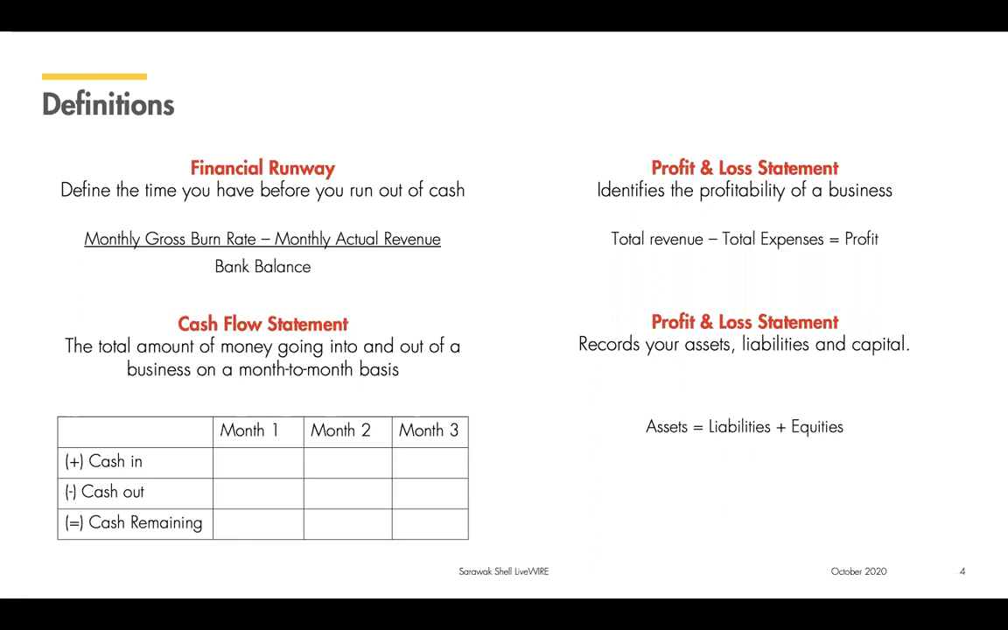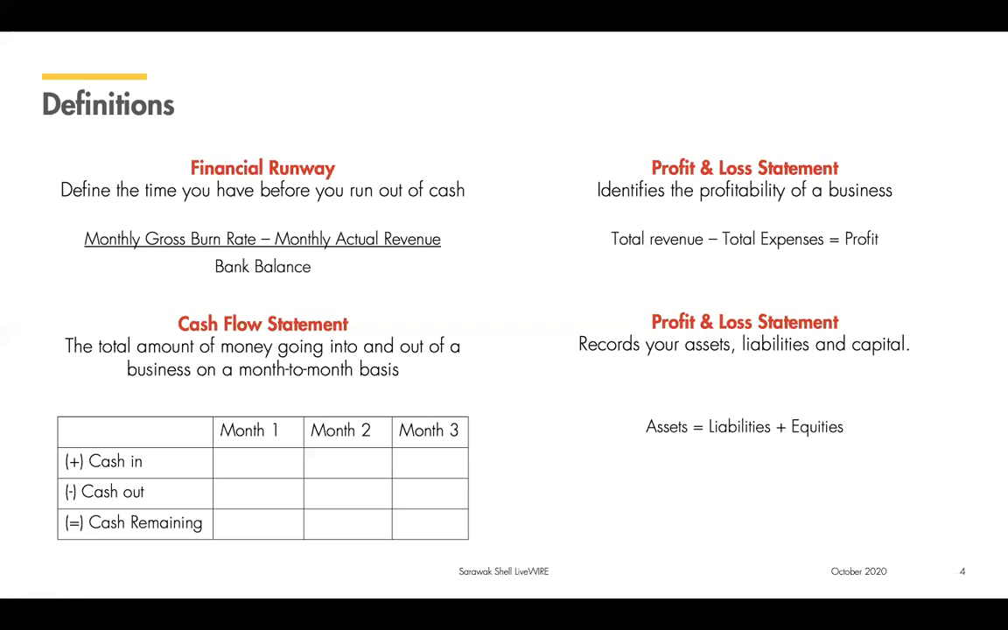So if you're not generating any revenue, that means that your monthly gross burn rate, which could be your rental, your salaries, your utilities, and all the accounting and legal fees that come with doing a business, divided by your bank balance, will tell you how long you can survive before you start owing your staff or owing your landlord and all that, right?